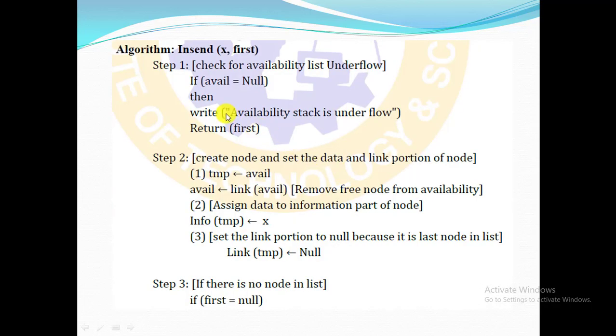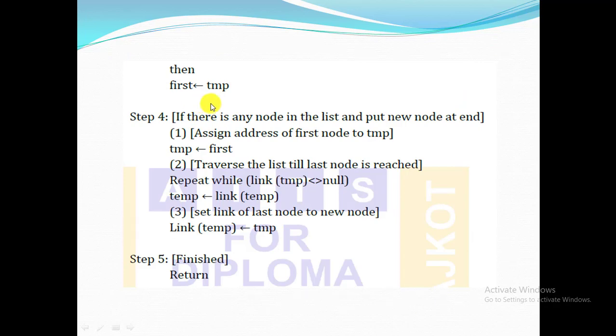Then we'll see the algorithm. First we have to check the availability. If avail is equal to null, then it is underflow. Then create a node and set the data and link portion. So after that assign the data to the information part, that is info of TMP is equal to x. Then we have to set the link portion to null because it is the last node of the list, that is link of TMP is equal to null. If there is no node in the list, that is if first is equal to null, then first is equal to TMP.